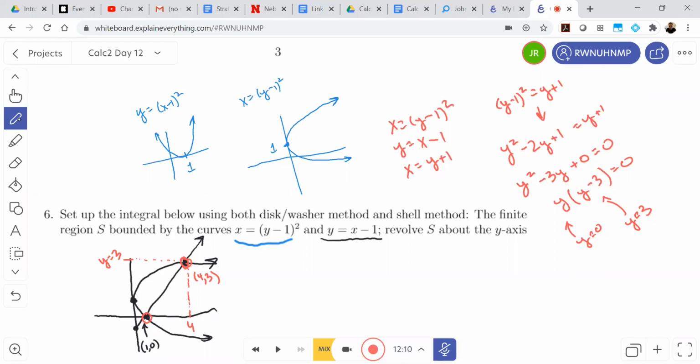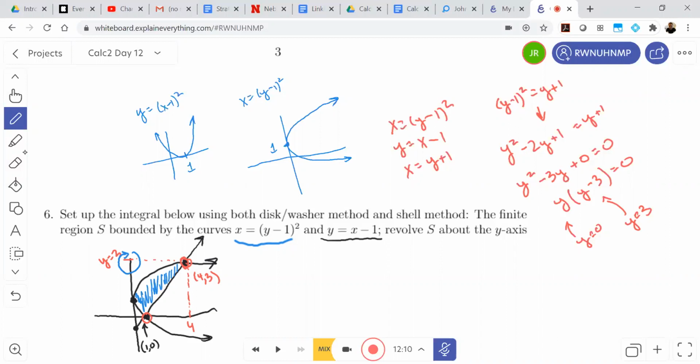Quick sanity check. 4 equals 3 minus 1 squared. That's correct. 3 equals 4 minus 1. That's also correct. Okay, great. So we've got our 2 points of intersection. The region that we're super interested in then is this region S in between the two. So that's going to be this little wedge in here. And we're interested in revolving it about the y-axis. We're going to be interested in this region, and we're revolving it around the y-axis.